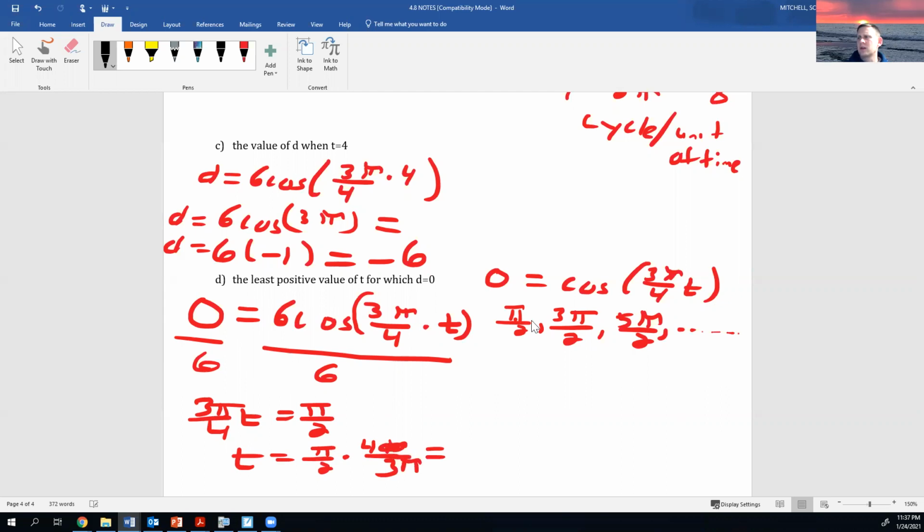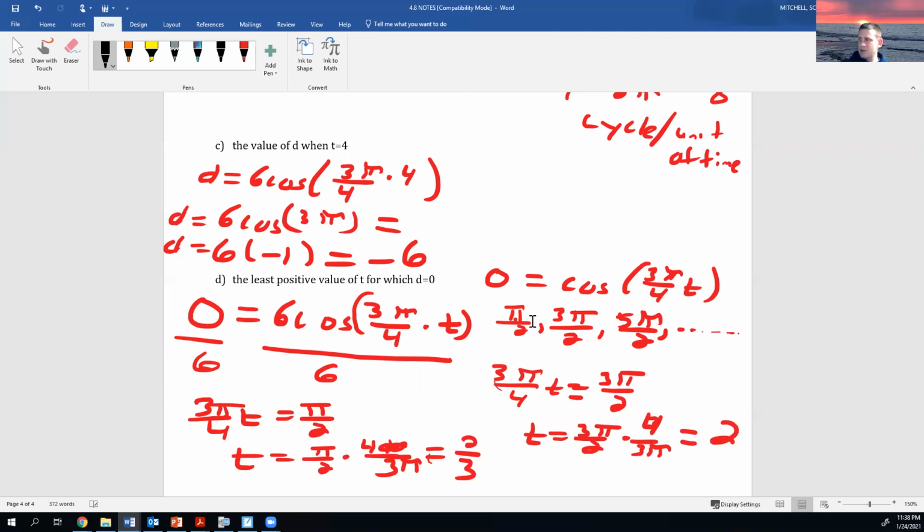Okay, so the pi's cancel. The 2 and the 4 also simplify, so that's 2/3. So if t is 2/3, then it will make the cosine equal 0. So that's a possible answer. Remember, we're looking for the least positive value. It is a positive value. So then let's try 3 pi over 2. So 3 pi over 4 times t equals 3 pi over 2. If you divide both sides by that, you get 3 halves pi times 4 over 3 pi, right? You multiply by the reciprocal. So those cancel, and that just becomes 2. So that's another answer where this will make the cosine equal 0.